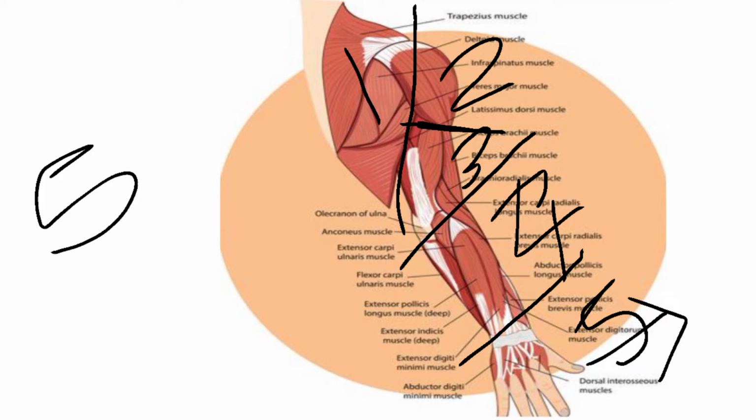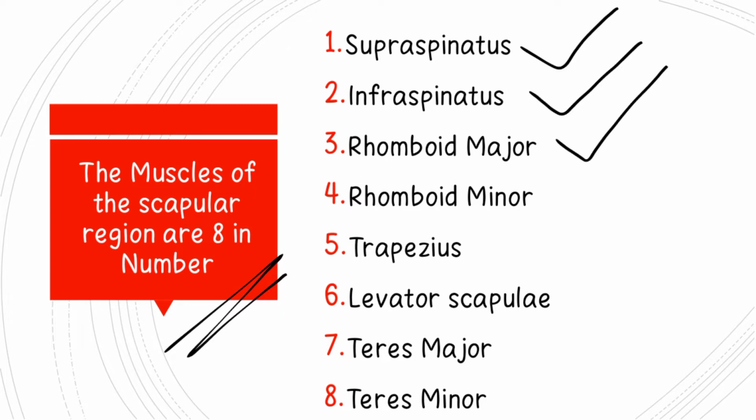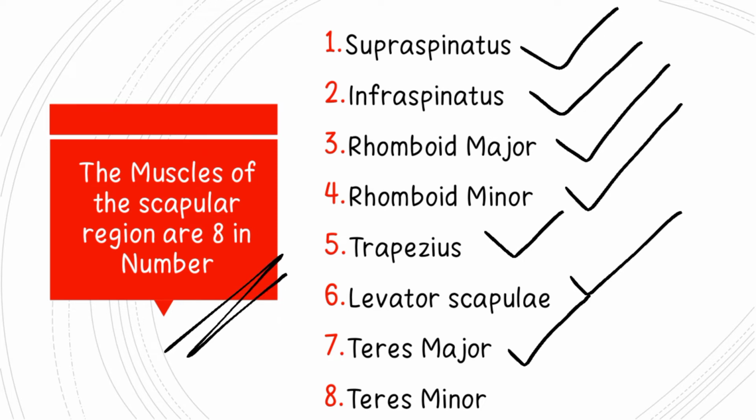So let us start what we have today. On today's topic, we're taking the muscles of the scapular region, and they are 8 in number, like I have stated here. So the first muscle we have is the supraspinatus, then the infraspinatus, the rhomboid major, the rhomboid minor, the trapezius muscle, the levator scapulae muscle, the teres major, and the last but not the least, the teres minor.